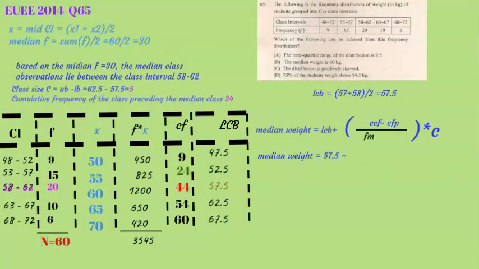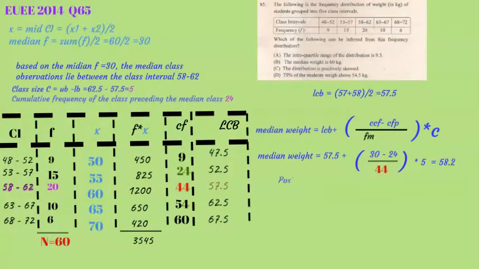So we know the LCB is 57.5 plus the median frequency, which is 30, minus the cumulative frequency preceding the current, which is 24. If you see 44 and 24 in green, 24 is divided by the cumulative frequency of this observation, which is 44, times the class size 5, which will give you 58.2, which is not the same thing as what's given there, median weight 60 kilogram.